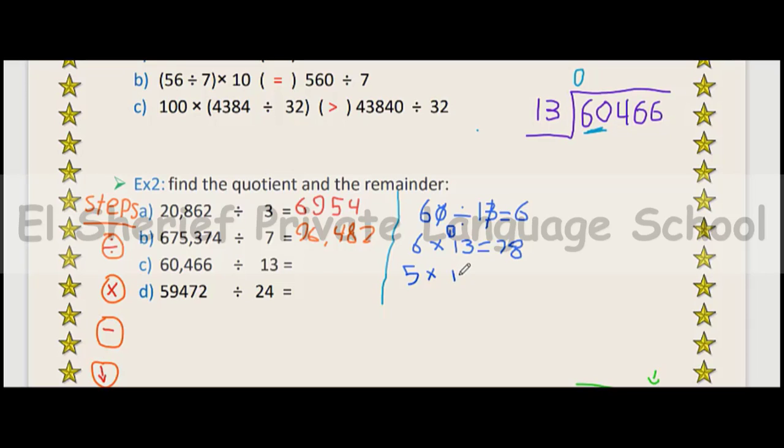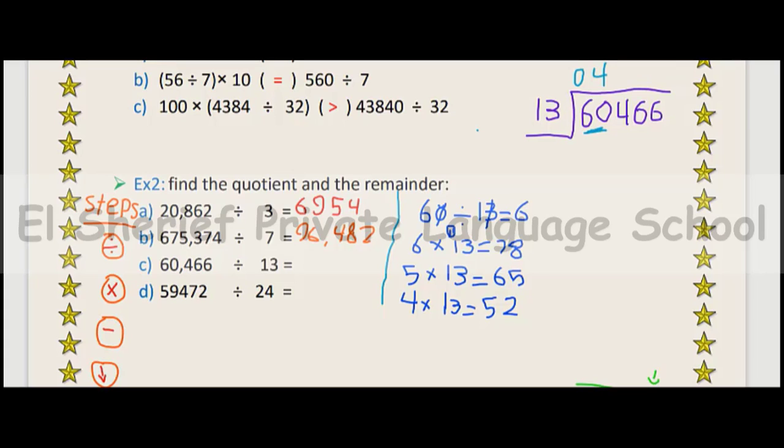5 times 13. I will solve it quickly. 5 times 13 equal 65. Okay, 65 is more than 60. So 4. 4 times 13 equal 52. So the nearest number here is 52. 52 is the nearest number to 60 and less than it, so we will take 4.